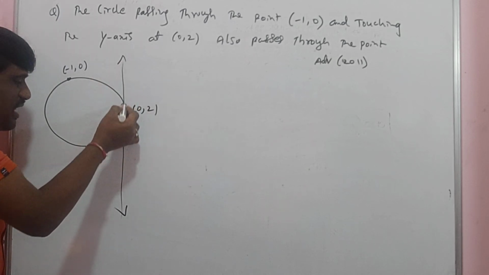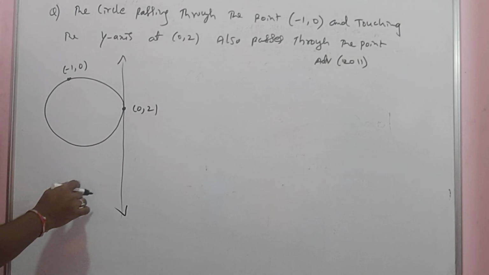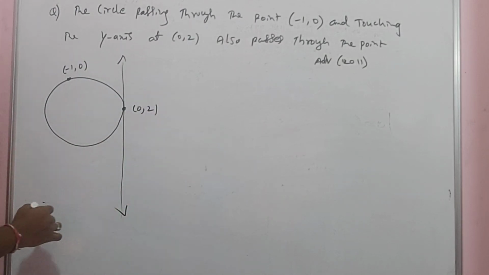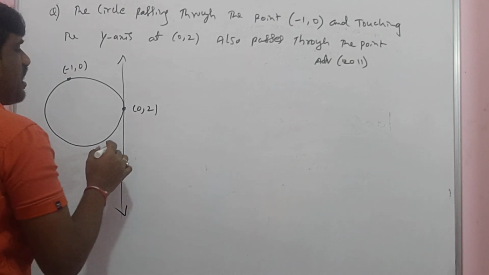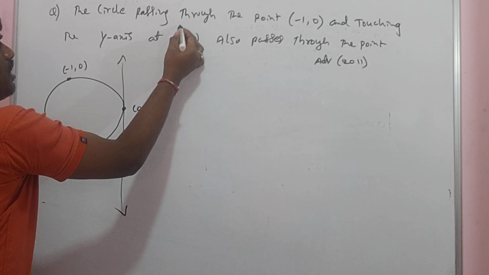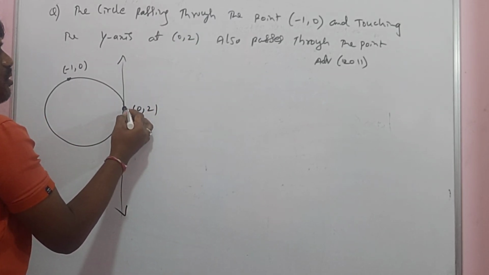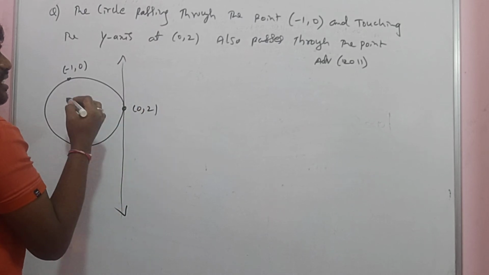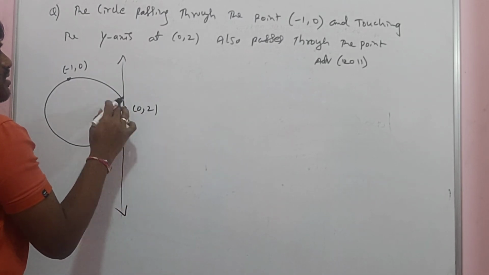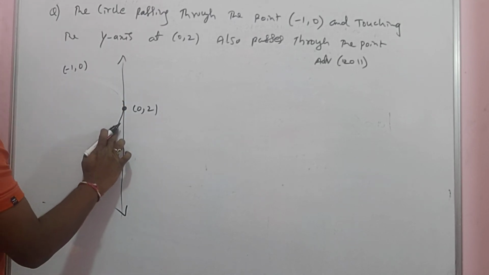If this is the line equation, which is given indirectly, because this is the line you have, this line is touching at the point 0 comma 2. So what we can write is that the circle is touching at the point 0 comma 2. This circle is the required circle.